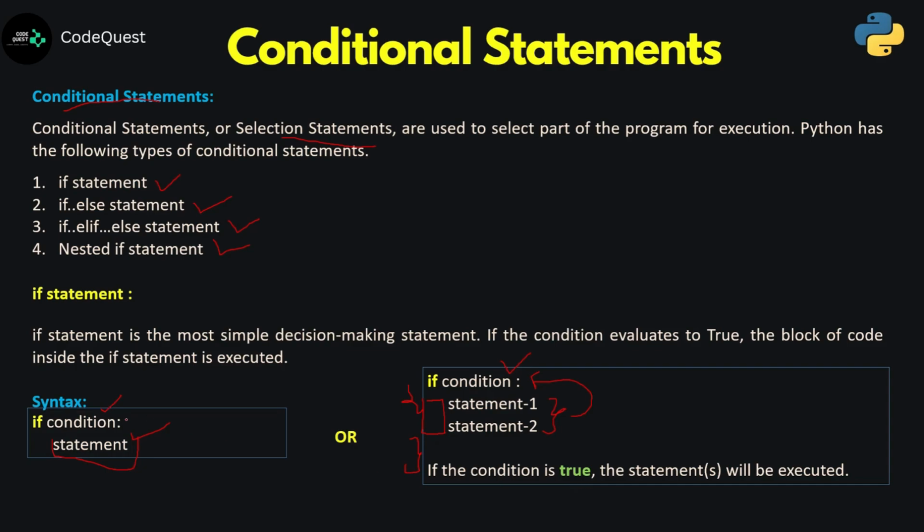Now, if your if condition has only one statement, you are allowed to write this statement in the same line. Like I can write if condition colon and simply write the statement in the same line. This does not hold good if you are going for multiple statements to be part of a block.